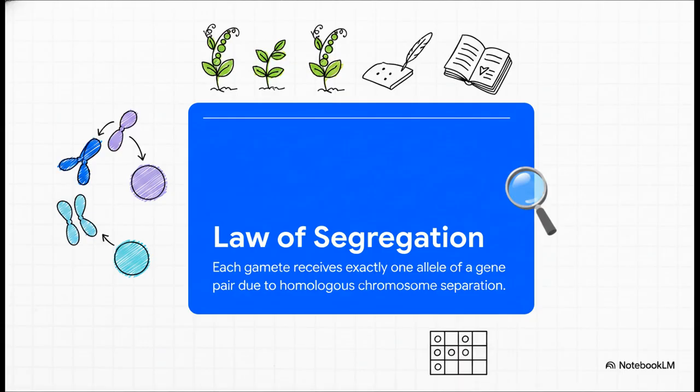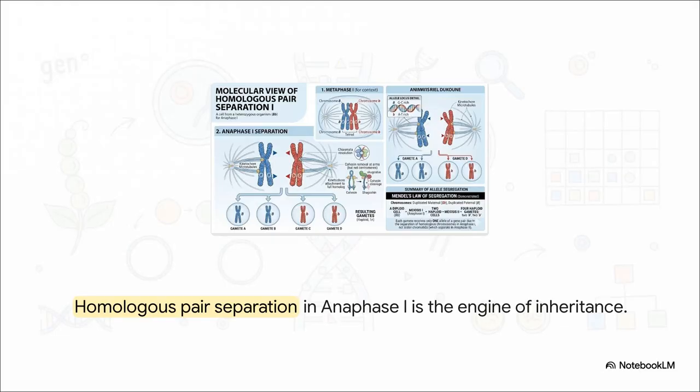It happens because homologous chromosomes, those matching chromosome pairs you inherit from each parent, physically separate during a phase of sexual reproduction called meiosis 1. It's actually kind of mind-blowing to think Gregor Mendel figured out this massive rule of biology without ever actually seeing a chromosome. Now, what's really interesting here is the physical mechanism making this happen in anaphase 1.